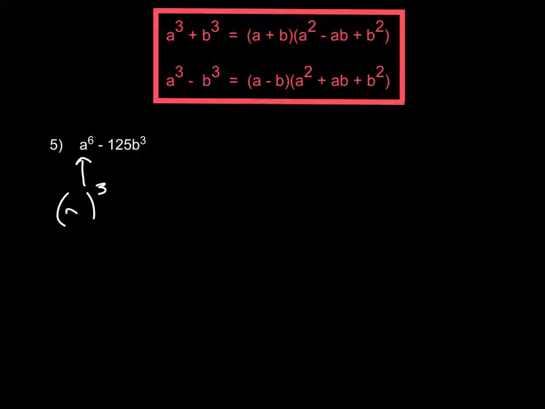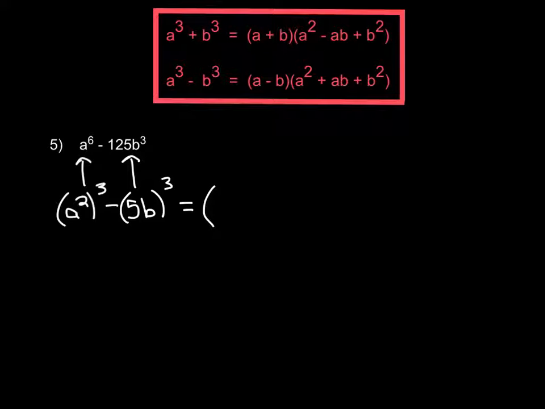Well, you're going to be cubing an a squared, because if you remember, we said earlier, a power raised to another power, right? We multiply these. So since 2 times 3 is 6, a squared is what we're cubing to give us a to the 6th. Okay, then I'm going to bring down my minus sign. Now, what is it that I'm cubing to give me 125 b cubed? Well, 5 cubed is 125, and b raised to the 3rd power is b cubed. So there we go. All right, now let's follow our formula.